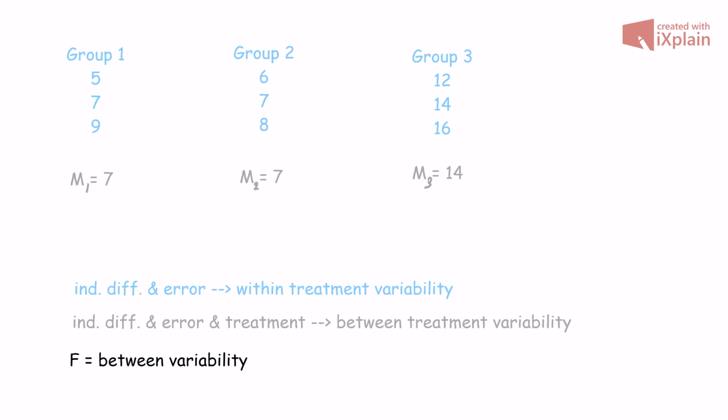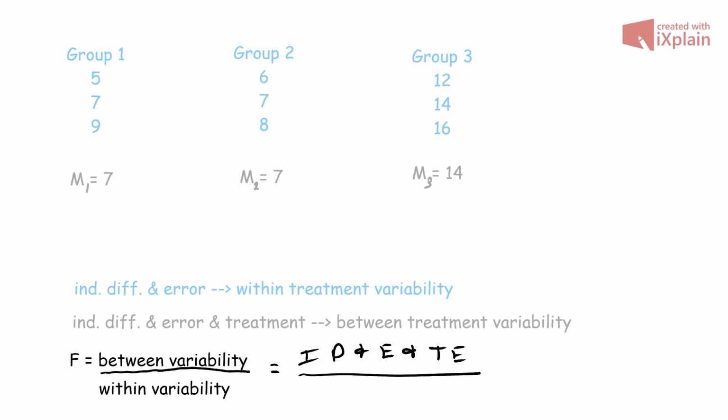And so to create an F value, what we do is we take the variability between and divide that by the variability within. Remember that the variability between has in it individual differences and error and the treatment effect. Variability within has in it individual differences and error. So conceptually what we're doing is we're going to cancel out the bad stuff in the numerator with the bad stuff in the denominator. And what we'll be left with is just the treatment effect.